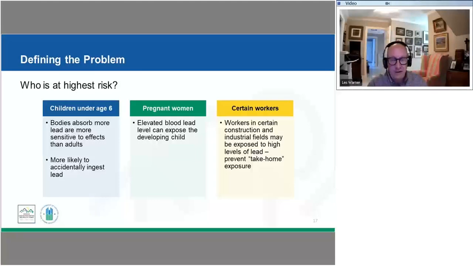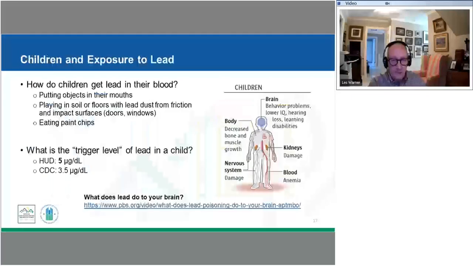Also, as part of what we're going to be talking about in safe work practices, we're concerned about workers in either construction or industrial settings who have a high exposure to lead because of the work that they're doing. And so not only will we want to be talking about training and how work is being done in protecting that worker, but we also want to make sure that they are not essentially bringing that contamination home to us or contaminating other parts of the structure that they're working on, which then leads to others being at risk from that. So let's talk a little bit about how children actually get exposed to lead.